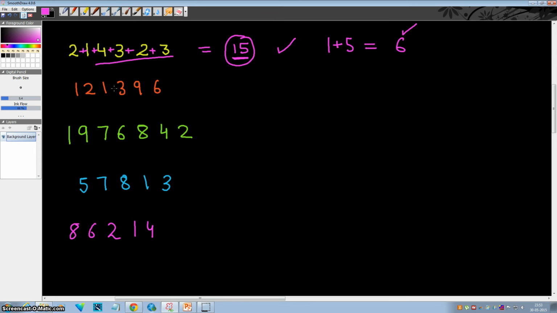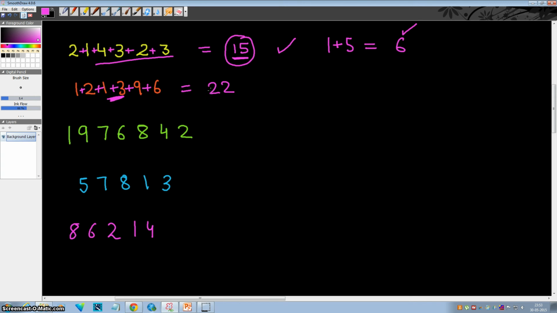Okay? So let's apply this rule to this one. 1 plus 2 is 3, 3 plus 1 is 4, 4 plus 3 is 7, 7 plus 9 is 16, 16 plus 6 is 22. Okay? 22 is not divisible by 3. Hence, this number is not divisible by 3.